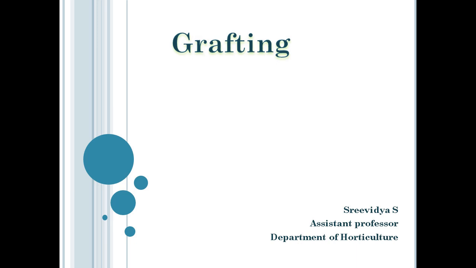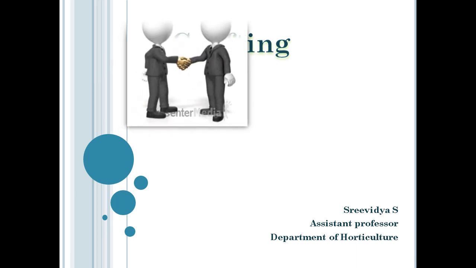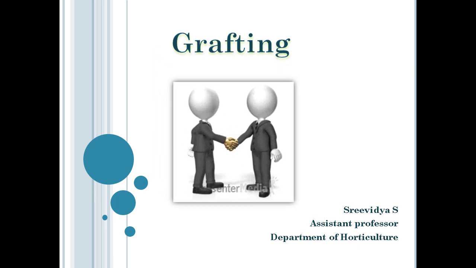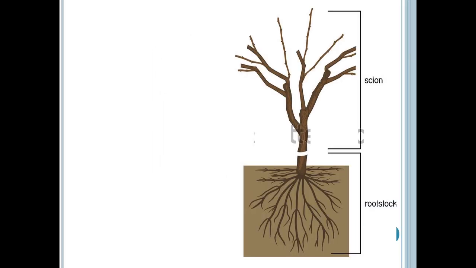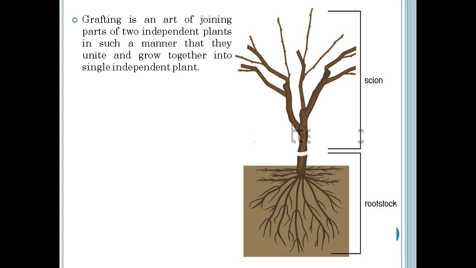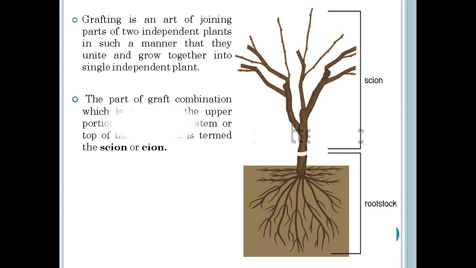Today we are going to see about different grafting techniques practiced in horticultural crops. Grafting is an art of joining parts of two independent plants in such a manner that they unite and grow together into a single independent plant.